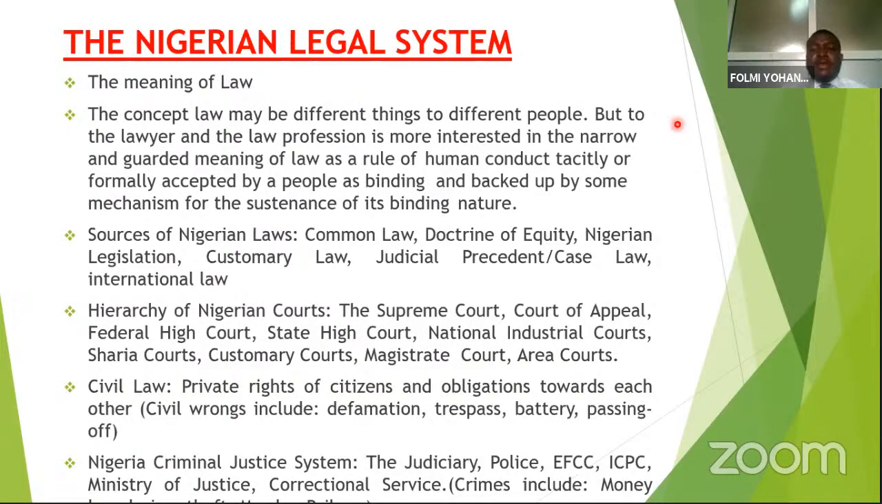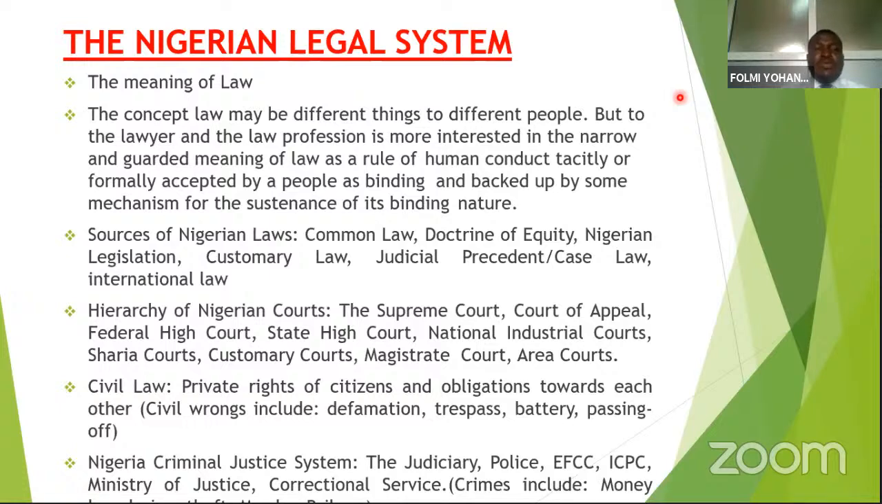So, as you can see on the slide, it's written that the concept of law may be different things to different people, but to a lawyer and the law profession, it is more interested in the narrow and guarded meaning of law as a rule of human conduct, tacitly or formally accepted by a people as binding and backed up by some mechanism for sustenance of its binding nature. As I said, it is a rule of human conduct, tacitly or formally accepted. So for a law to be of effect in any society, it must be formally accepted by the people of that particular society.